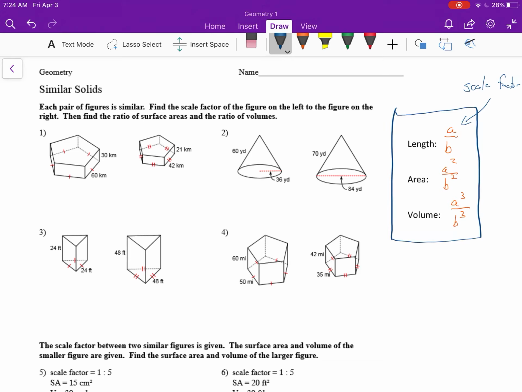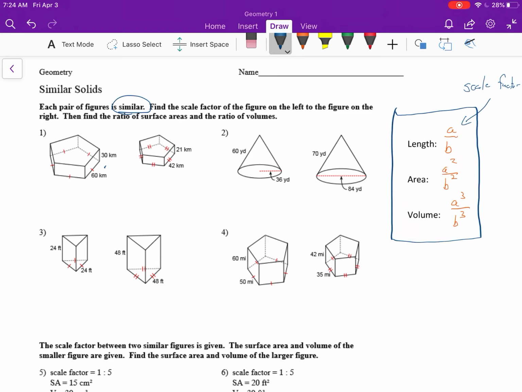Let's go ahead. Each pair of figures is similar. Find the scale factor of the figure on the left to the figure on the right, then find the ratio of surface areas and the ratio of volumes. All right, we know that they are similar, so therefore their sides have proportional lengths, which is the scale factor, so we'll go ahead and find that first. You really can use any of the corresponding parts here, and we can even do both values if we wanted to check to make sure we're right.